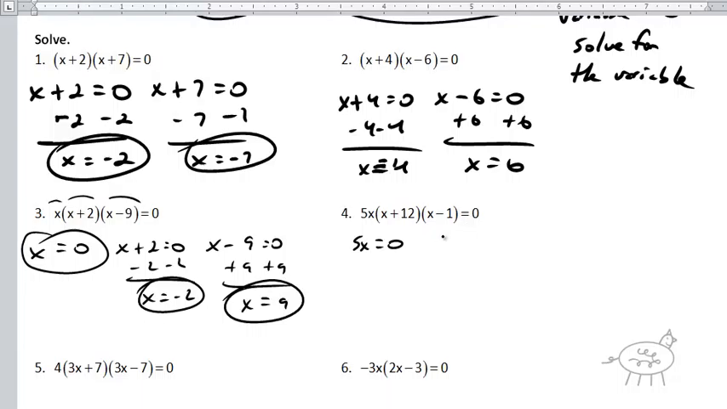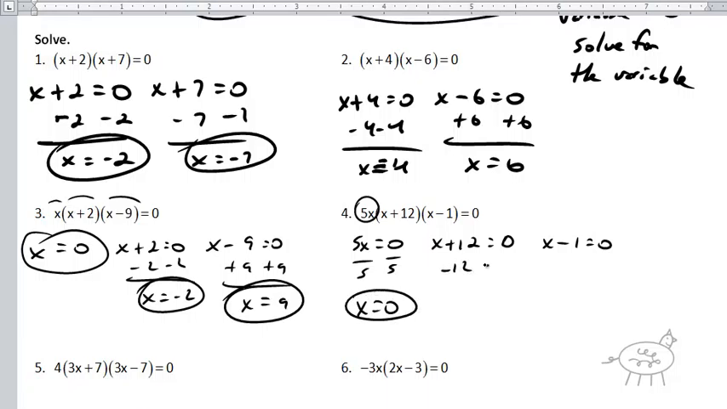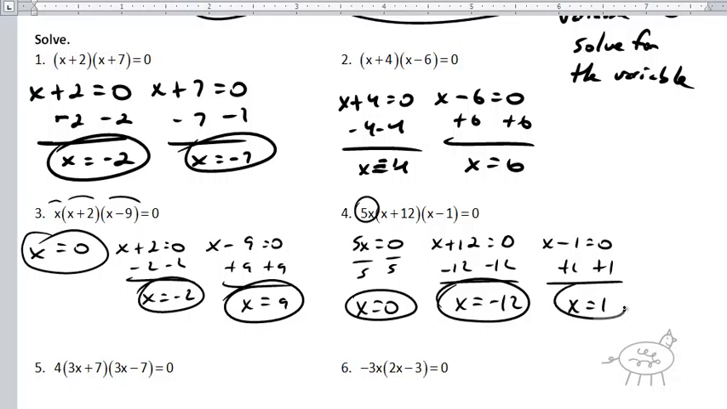Number 4, 5x equals 0. There's a variable there. x plus 12 equals 0, and x minus 1 equals 0. So this one, divide by 5. Guys, please make sure that if you just have a variable like this, it's going to equal 0, because if I divide by 5, I still get 0. Very, very important. This one I'm going to subtract 12 from both sides. x equals -12. And then add 1 to both sides, so x equals 1. That's it. You got 3 answers.